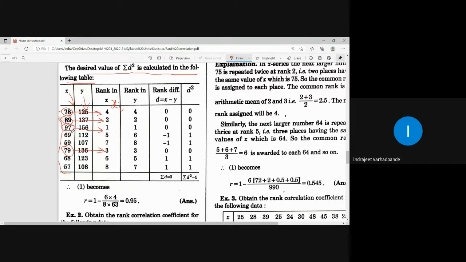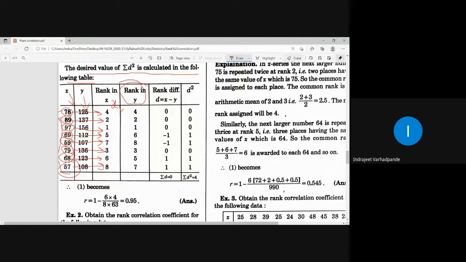After that, you have 69, which will be assigned 5. 68 will be assigned 6. Then 59 will be assigned 7. And lastly, the lowest of all, 57, will be assigned 8. So looking at the observations of x, I assign the ranks in the column xi. Also, simultaneously, I will have to assign ranks for y.